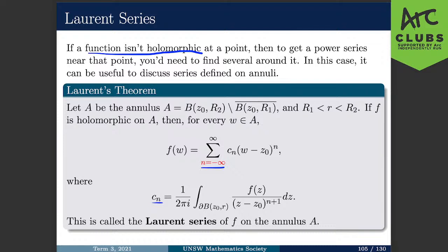Usually we'll talk about a Laurent series on an annulus. So this is just saying if we have a point z0, what this a here represents. Oops. Okay, this should be dotted.